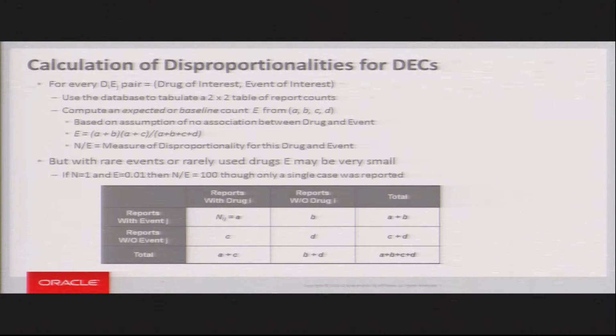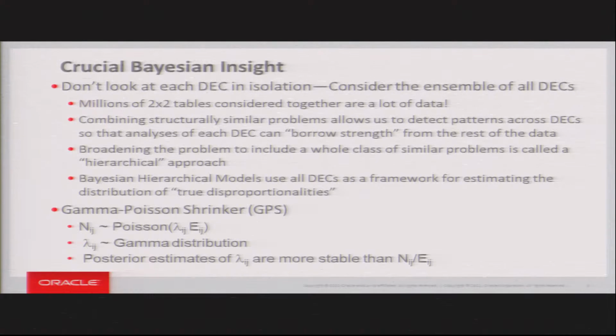But if n is 1 and e is 0.01, that value of 100 is pretty suspicious, as probably a lot of those are going to show up without having any kind of causal notion. The crucial Bayesian insight is that you don't look at each of those zillions of tables in isolation, but you consider the ensemble of all these drug event combinations.